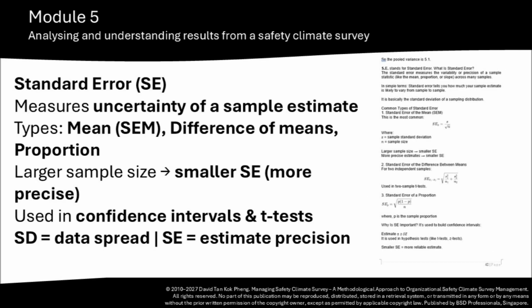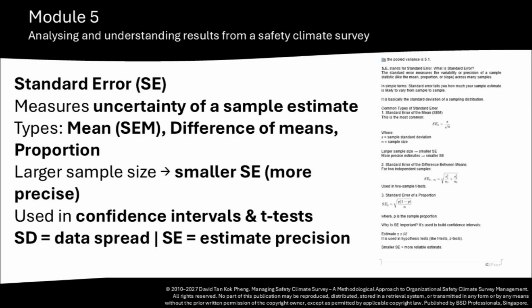1. Standard error of the mean, SEM. The most common type is the standard error of the mean, or SEM. It is given by the formula SE equals S divided by the square root of n, where S is the sample standard deviation, and n is the sample size. In this case, a larger sample size results in a smaller standard error. This means that as the sample size increases, the estimate becomes more precise, and the standard error decreases.